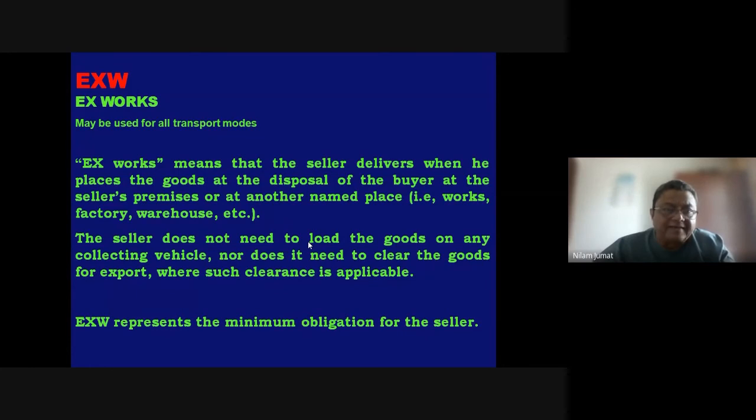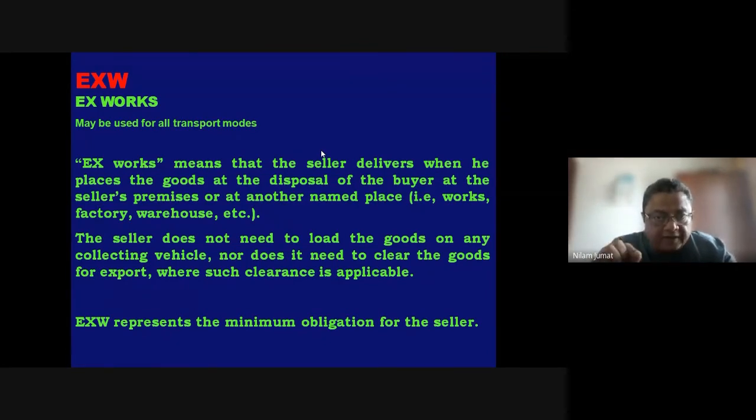Ex Works means basically, why I'm saying I can go fast is that each one is connected to the other, with only a small difference between each. That's why I can go fast. You see it, right? Ex Works means the exporter keeps the goods ready at his warehouse in whatever place, and that is all. That means he has delivered the goods. He has done his job.